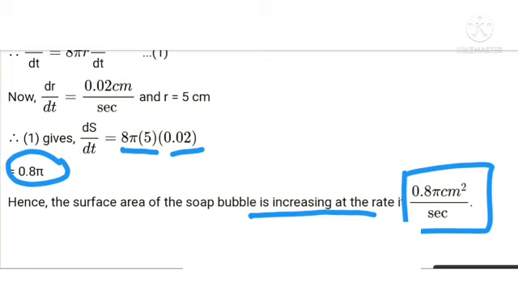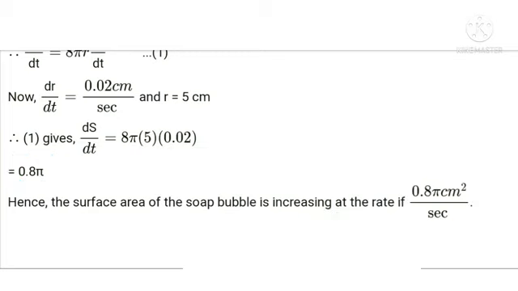Okay, so students, we will stop here. In this video we completed question 2 to question number 8 of exercise 2.1. Remaining examples we will see in the next video.